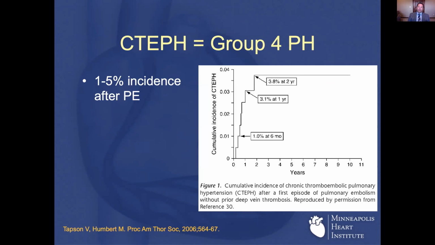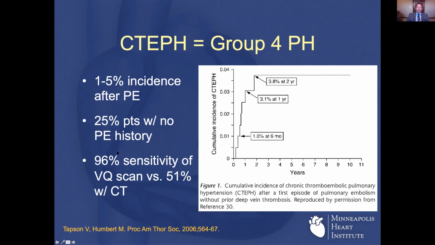When we look at group 4 pulmonary hypertension, or the CTEPH category, what we typically see is about a 1 to 5% incidence of CTEPH after a pulmonary embolism. And usually it happens within that first 2-year period. As this curve indicates, the cumulative incidence of CTEPH at 2 years is about 3.8% of patients post-pulmonary embolism. And if it happens after that, it's usually unrelated. 25% of patients in the CTEPH category will have no pulmonary embolism history.